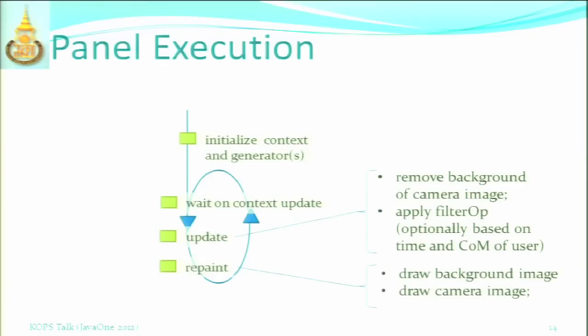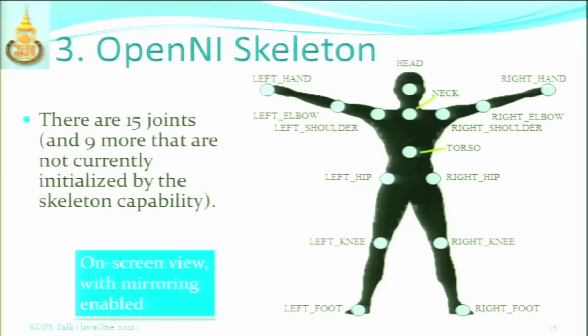Well, I'm not going to show it to you, but it's a loop again. So I initialize this time 3 contexts: depth, image, and user generators. Then I go into a loop just like before. The only difference is, of course, it's a little bit more complicated. I have to do more changes to the image, and I have to combine 2 drawings when I repaint. I have to draw the background image and the modified user image, but it's really just a loop going around. All right. Now, let's move on.